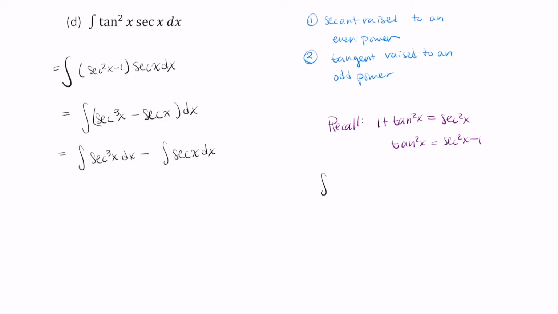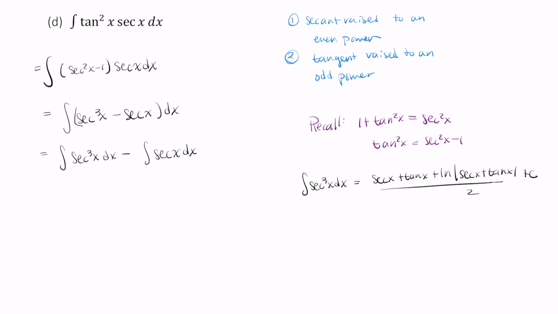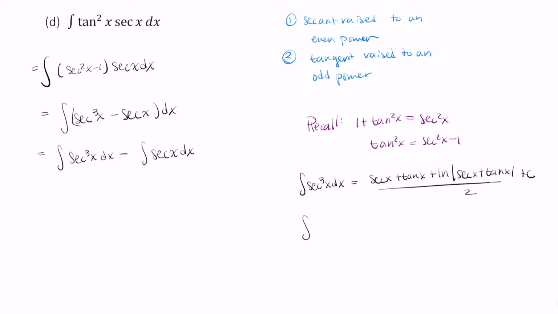And from my previous video, the integral of secant cubed x dx is equal to secant x times tangent x plus the natural log of secant x plus tangent x, all divided by 2, plus a constant c. And the integral of secant x dx is equal to the natural log of secant x plus tangent x plus a constant c.